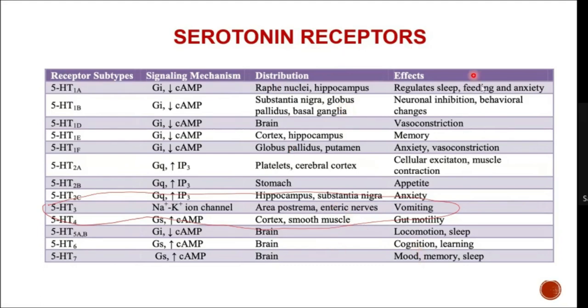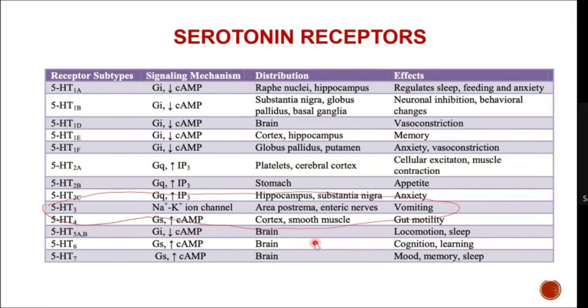So in total, what do you come to know? That serotonin has a role and effect on our sleep, our behavior, our mood, our memory, our cognition, our learning, our anxiety, our vomiting centers, our appetite center, and our gut motility. So what do you think?